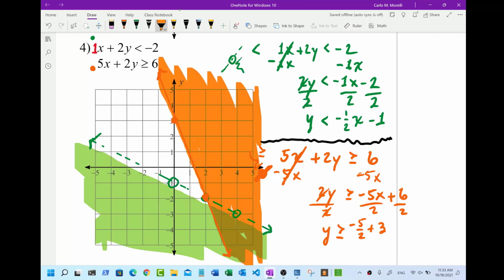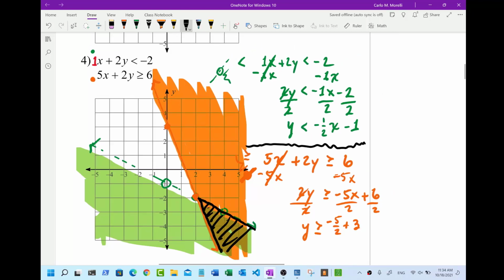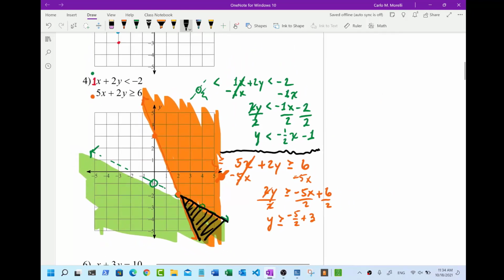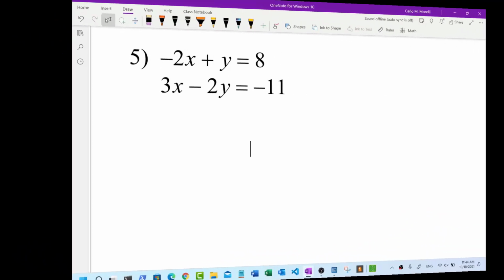It's okay. So the double shaded region is this area right here. Just want to really make this clear. It's this region right here is the double shaded region. Okay? So if it asked you, is this coordinate in the solution, you would want to check that area. All right, and that is the end of number 4.